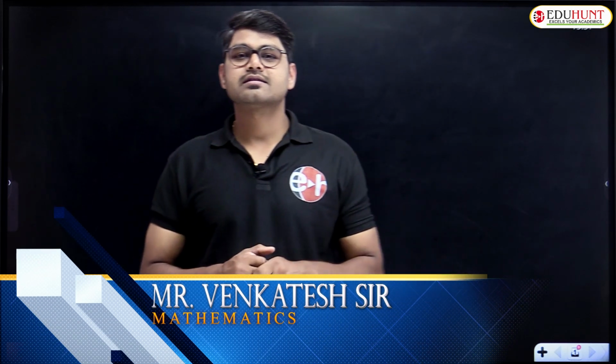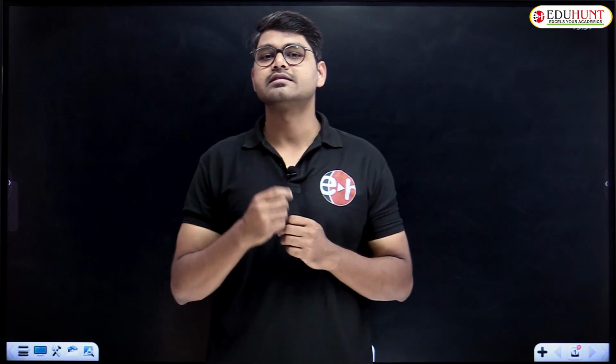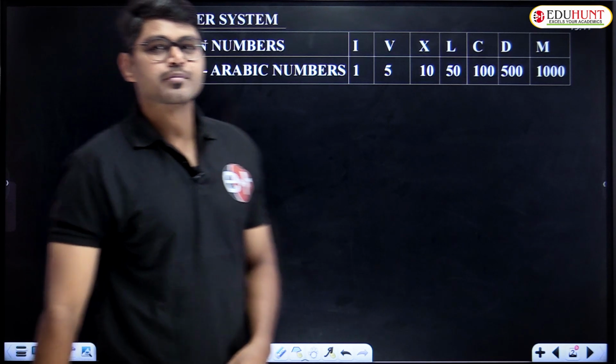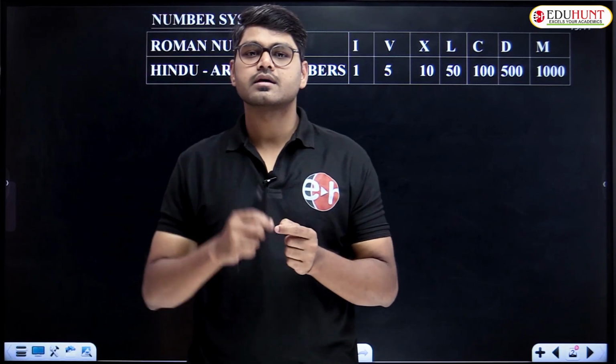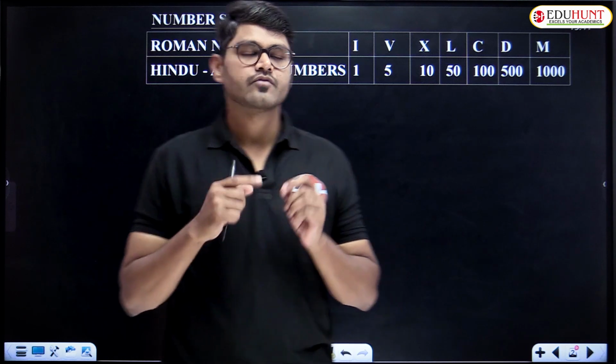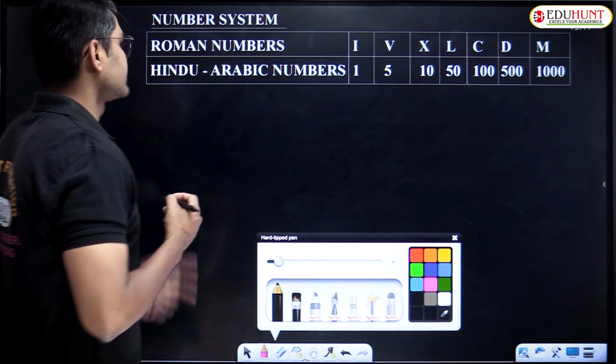In previous classes, we have discussed a few concepts and then we learned sums. Now we are going to learn a new concept, that is Roman numerals. In the number system, that is Roman numerals. See here, in Roman numerals, we use only 7 digits. What are those 7 digits?